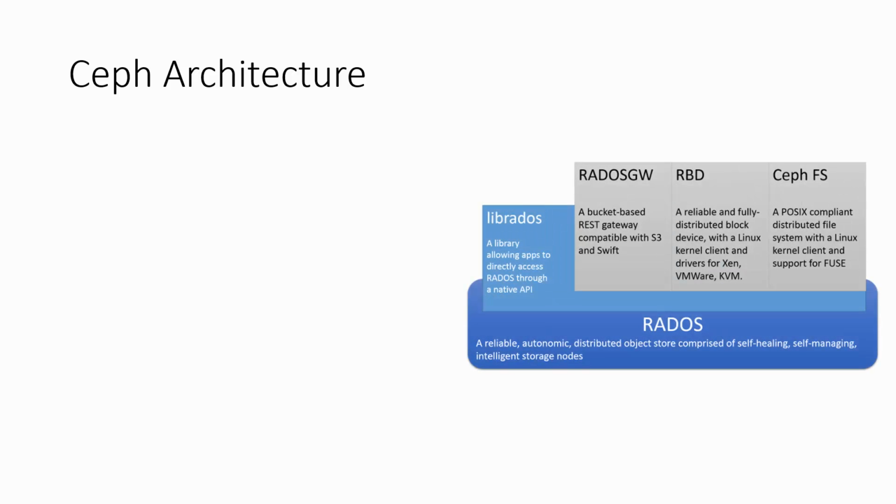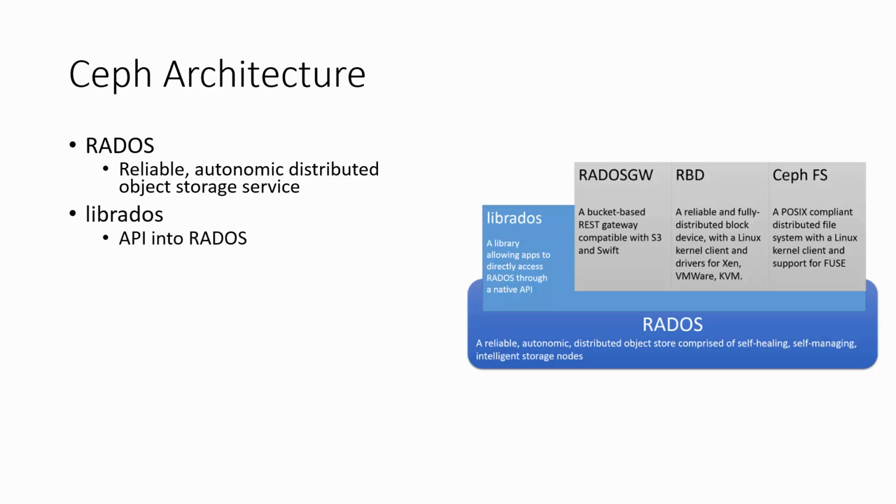So how does Ceph work? What is the stack of software services that support Ceph? Well, it consists of multiple components. RADOS is the reliable autonomic distributed object storage service, and we'll look at that in detail very shortly. The library or API into RADOS is known as librados, and this allows direct access into RADOS from apps through a native API.